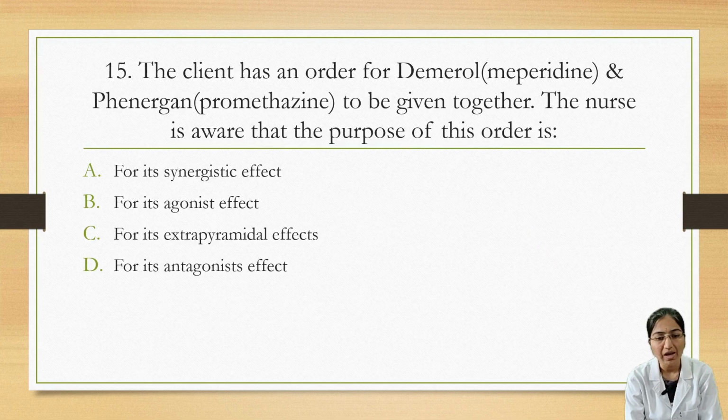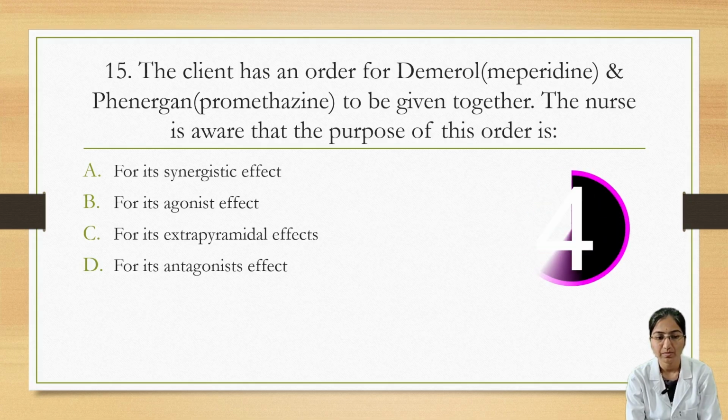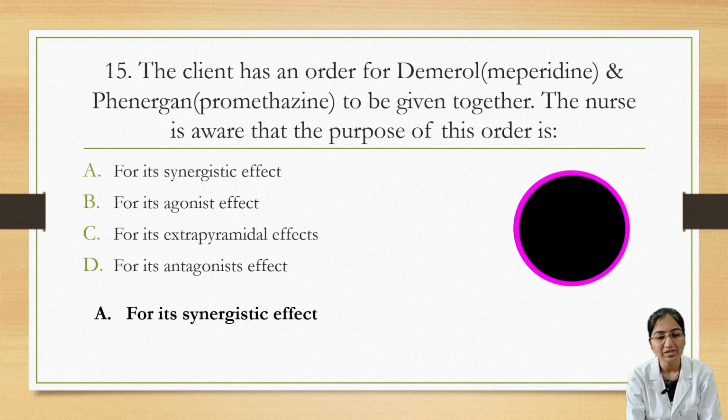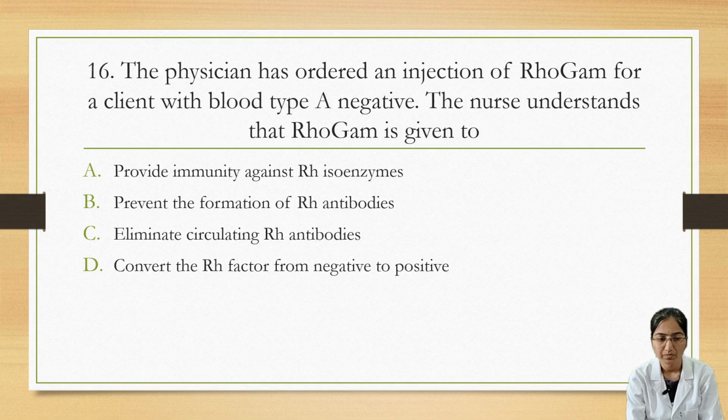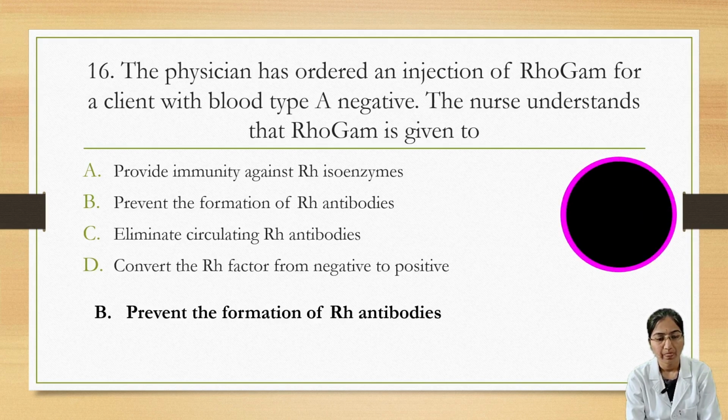Next question. The client has an order for Demerol and Phenergan to be given together. The nurse is aware that the purpose of this order is. Right option is A, that is for its synergistic effect. Next question. The physician has ordered an injection of RhoGAM for a client with blood type A negative. The nurse understands the RhoGAM is given to. Right option is B, prevent the formation of Rh antibodies.